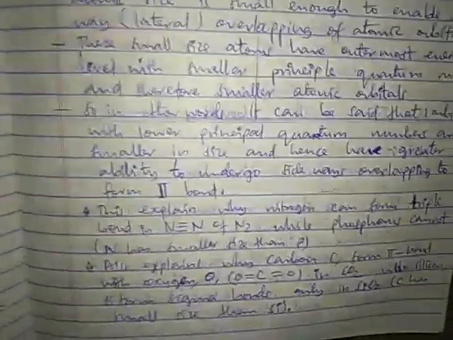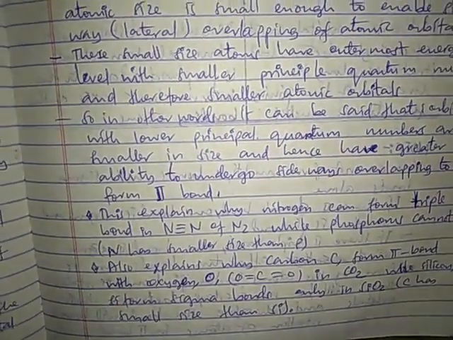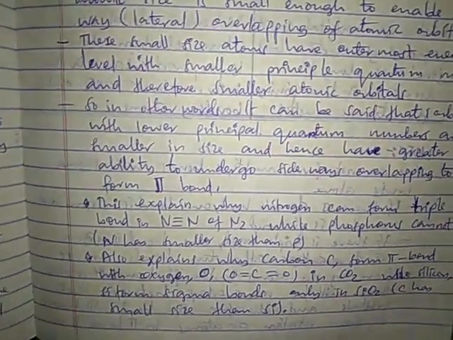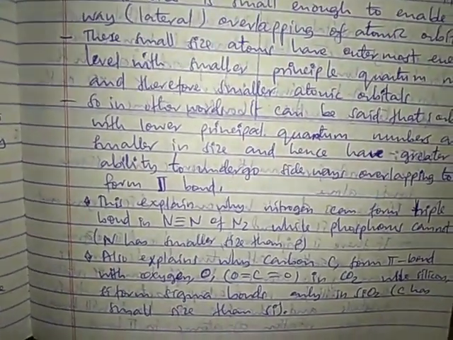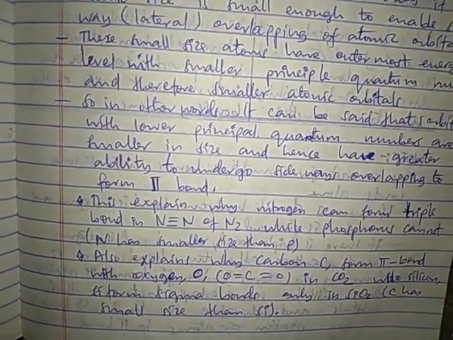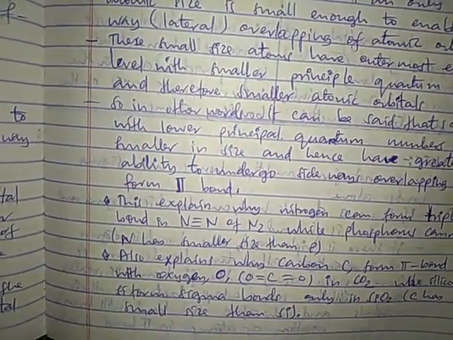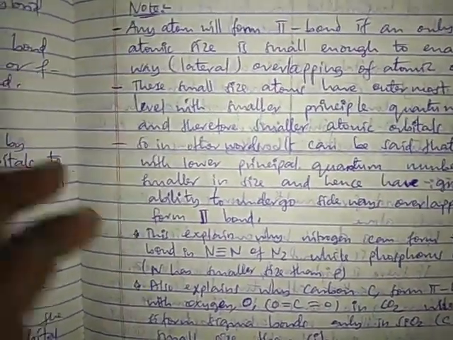Now if you are asked in the exam why nitrogen can form triple bond while phosphorus cannot, don't wonder because the answers are here. So also explain why carbon forms pi bond with oxygen in carbon dioxide, while silicon forms sigma bond only in silicon dioxide. As you know, silicon and carbon both are group 4 elements, but silicon is larger as compared to carbon. That's why it cannot form the pi bonds.